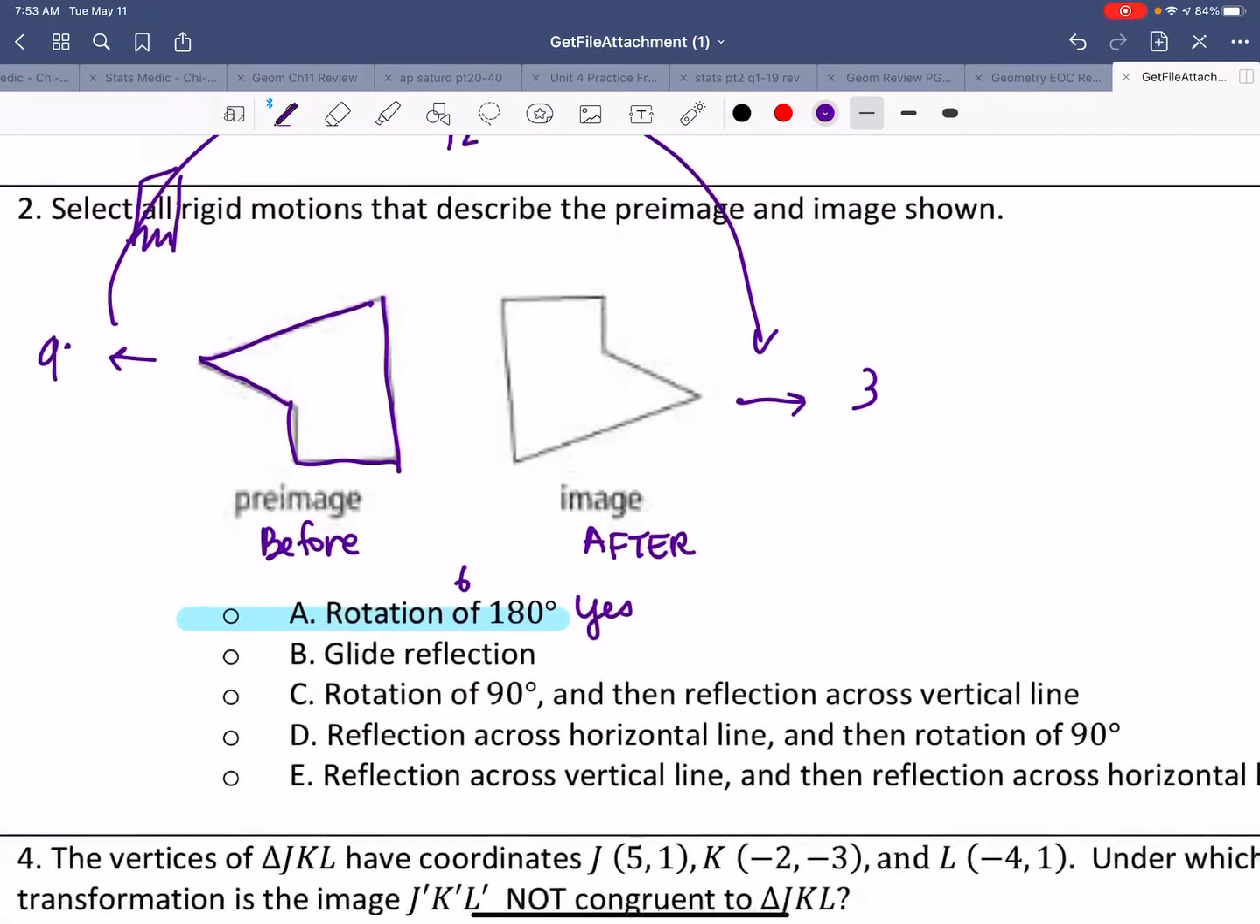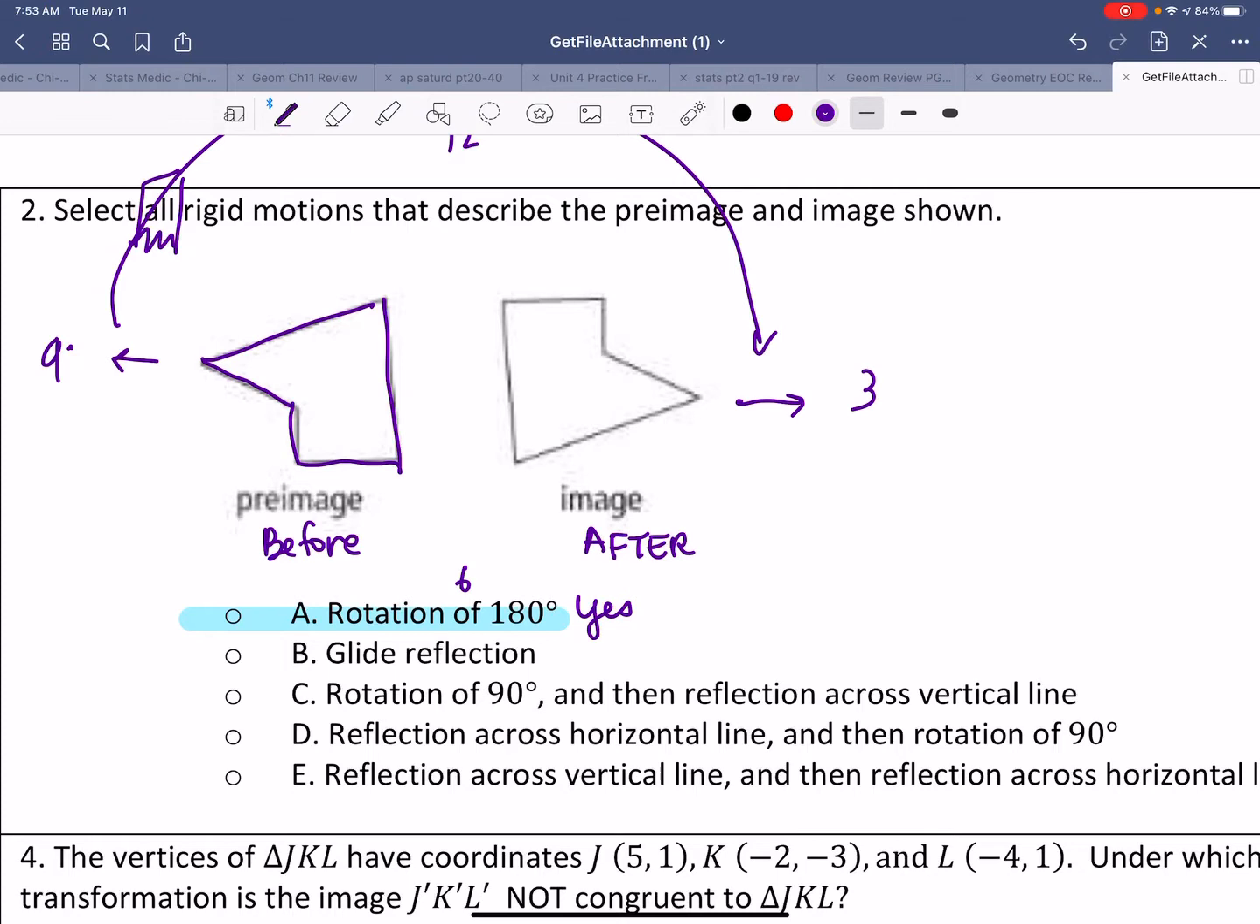What about a glide reflection? So a glide reflection would be scoot it over here, right? Glide, that's this concept of glide. So if I scooted it over, it would now be here. And then if I flipped it over, I'm still not getting it to happen.